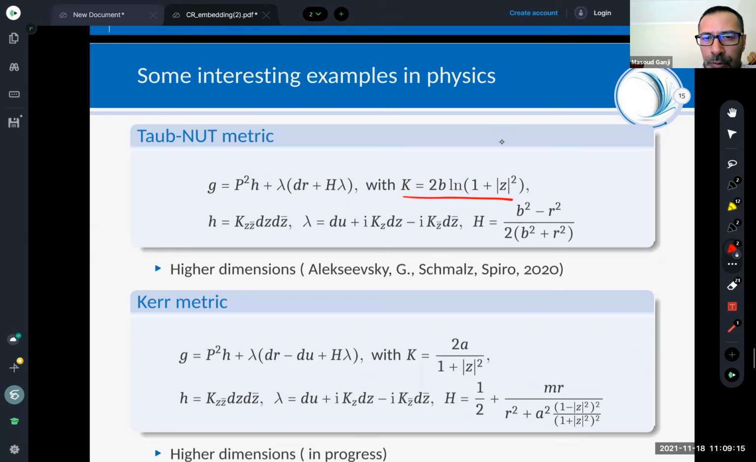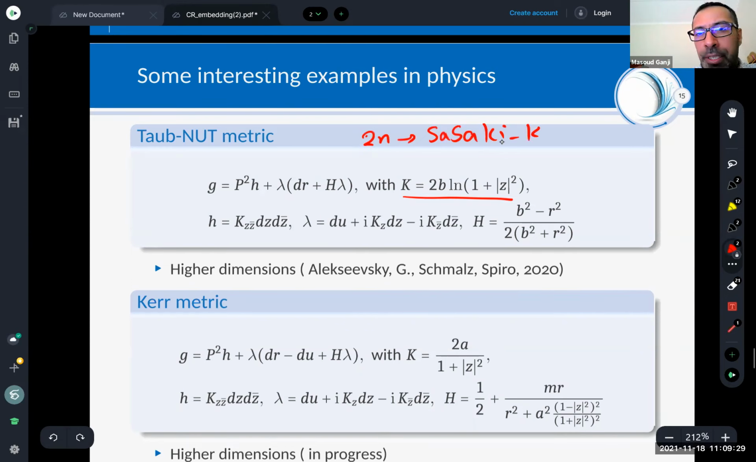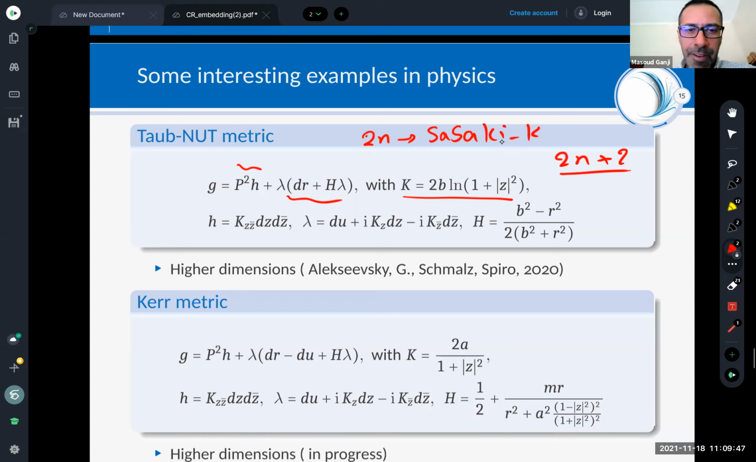And we also generalize this to higher dimensions. So if you have a 2n-dimensional Sasaki-Kähler-Einstein metric, which is this part, and you extend it in this way, it gives us an Einstein metric in 2n plus 2 dimensions. Computations are tedious and very long, but I think we ended up with a nice result there.